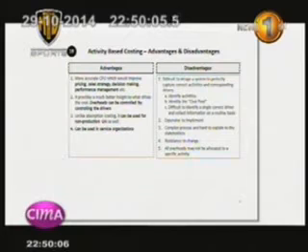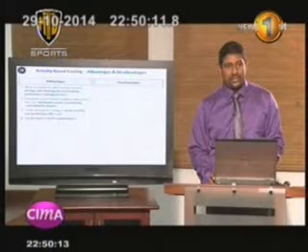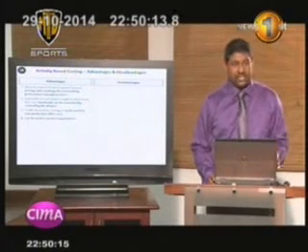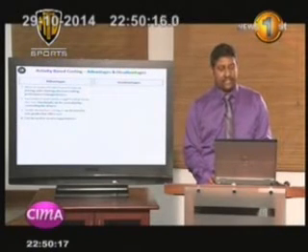One drawback of absorption costing is that it cannot be used for non-production overheads, but activity-based costing can be used. Then absorption costing cannot be used for service organizations. We can use it for service organizations here.